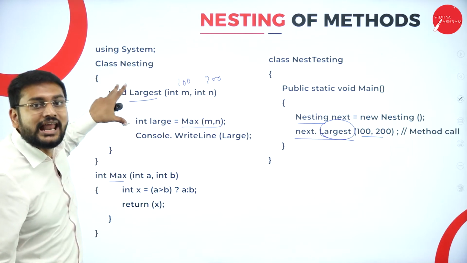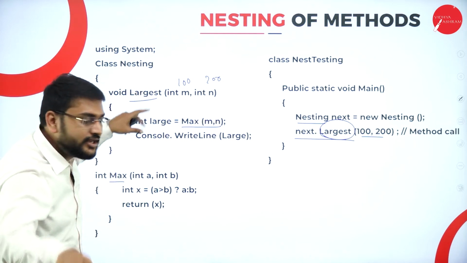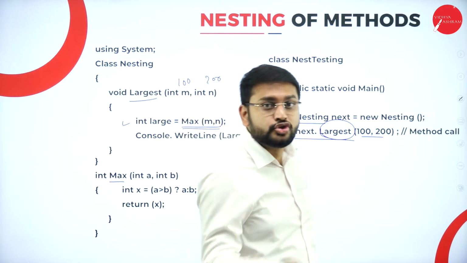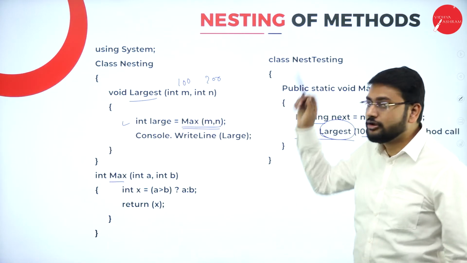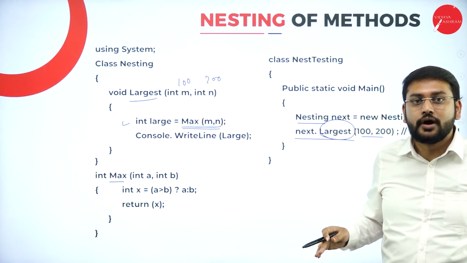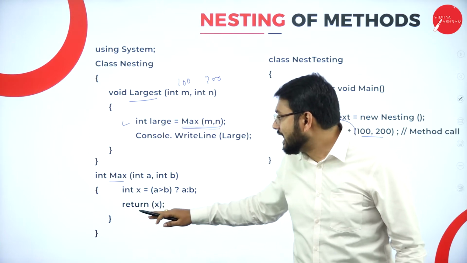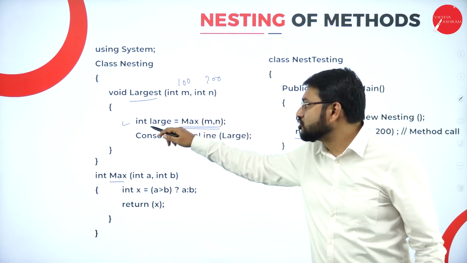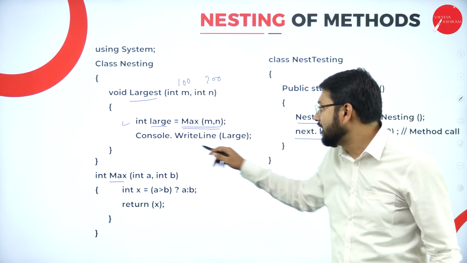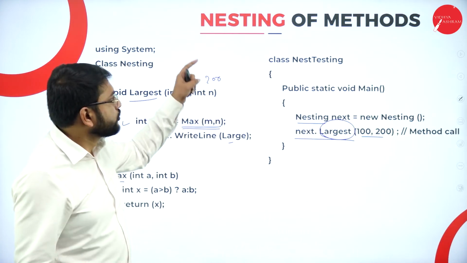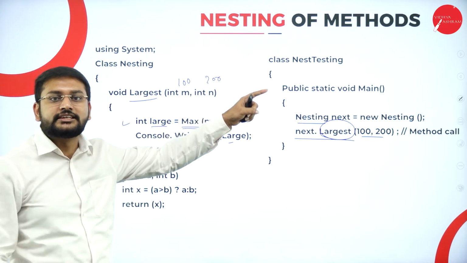So this largest is a method, and inside this method I have one more method invoking statement. This is what I will call a nesting of methods. That's what you need to observe in this program. Once I get the largest of two numbers, the answer will be returned to this statement. So I will have the largest value in this variable and I'll print that here. That's how this program is working, which explains the concept of nesting of methods.